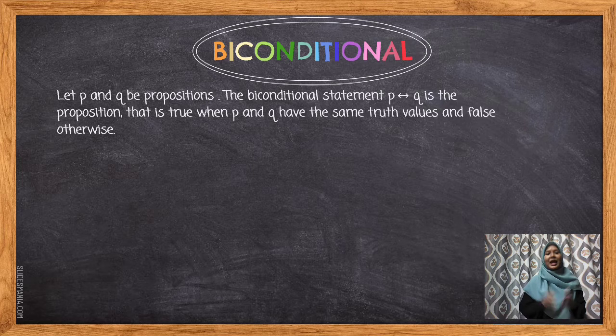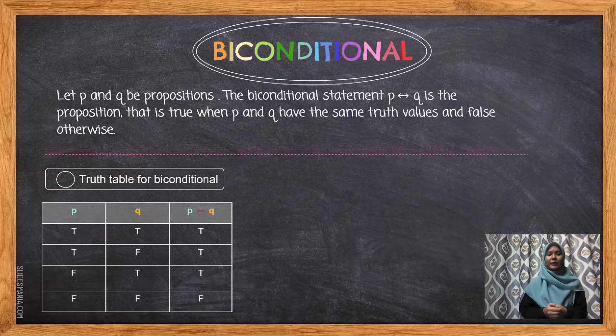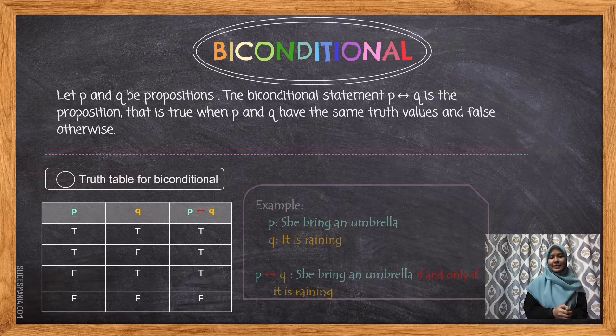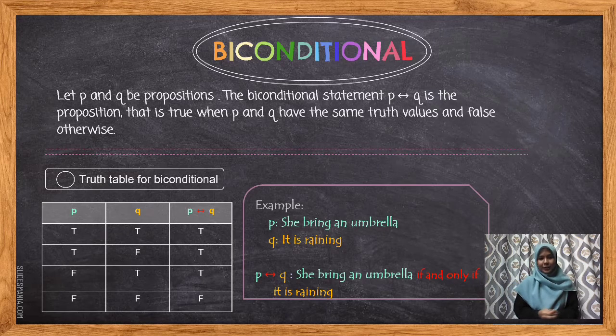Biconditional. Let P and Q be propositions. The biconditional statement, P if and only if Q, is the proposition that is true when P and Q have the same truth value and false otherwise. Let's see the truth table for biconditional. When P is true and Q is false, or P is false and Q is true, P if and only if Q will be false and otherwise will be true.